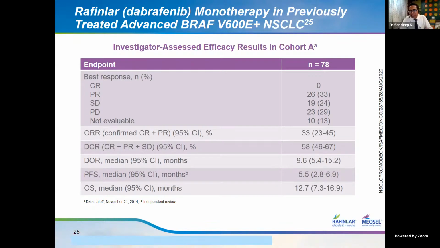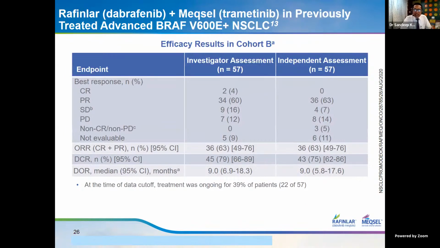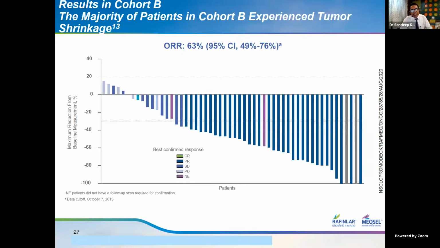ORR was 33%, and disease control rate was 58%. Again, in cohort B, by investigator assessment, ORR was around 63%. Duration of response was seen for around 9 months. We can see here the ORR, maximum tumor shrinkage, was seen in around 63%.